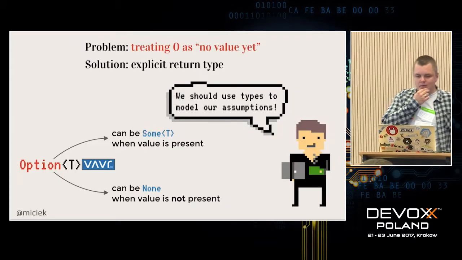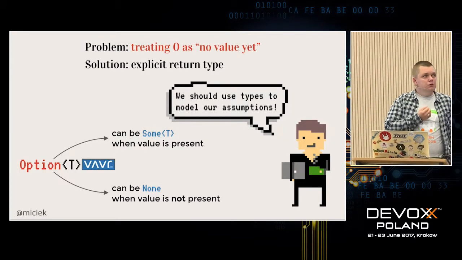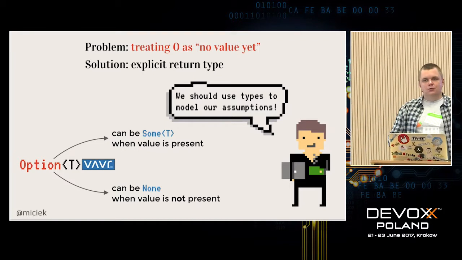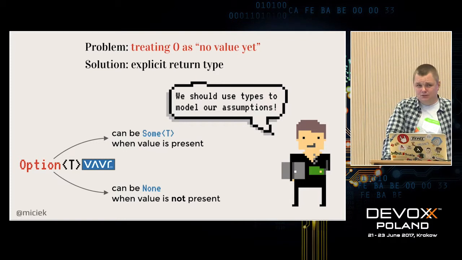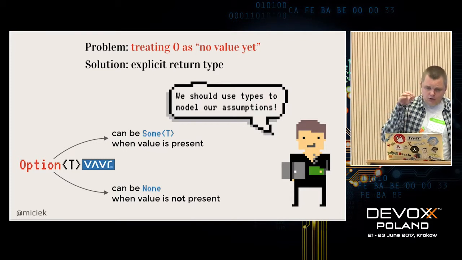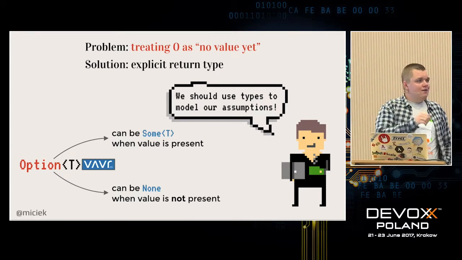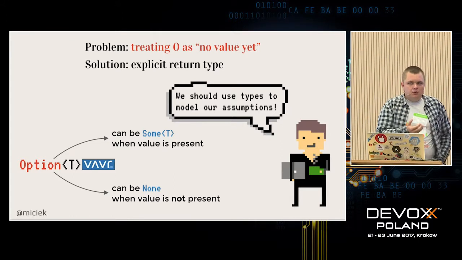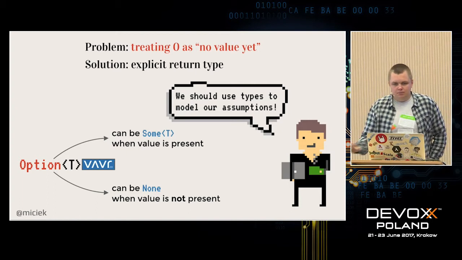And in strongly typed functional programming, we try to use data to model everything. So we try to use types in order to model our assumptions about the API. So what we need to do is have an explicit return type. And what can we use in order to explicitly model something that may or may not be there?